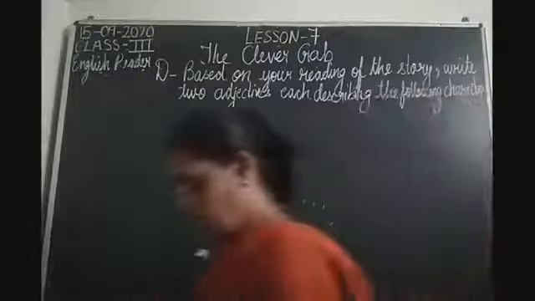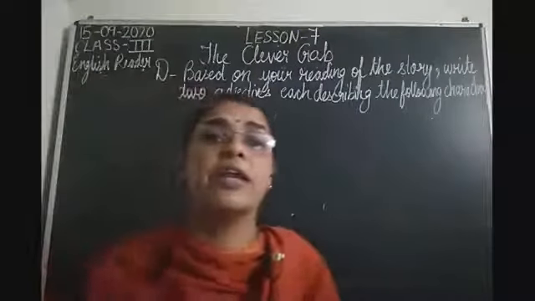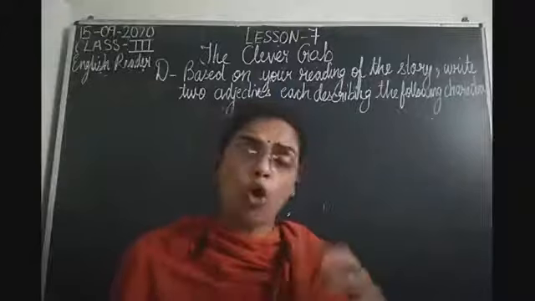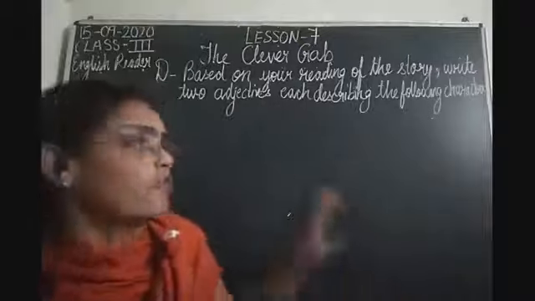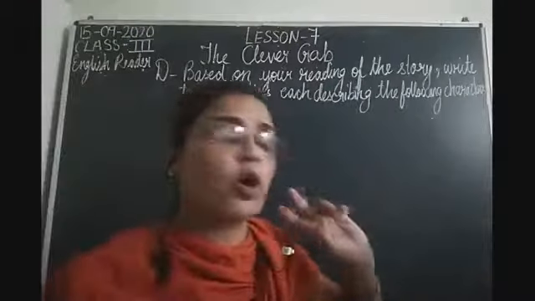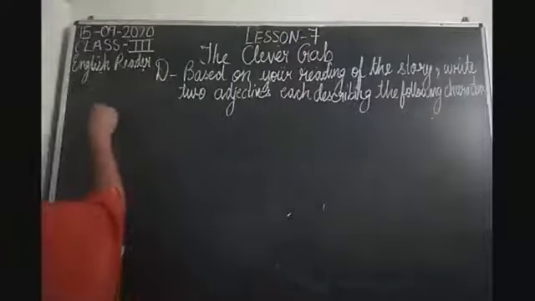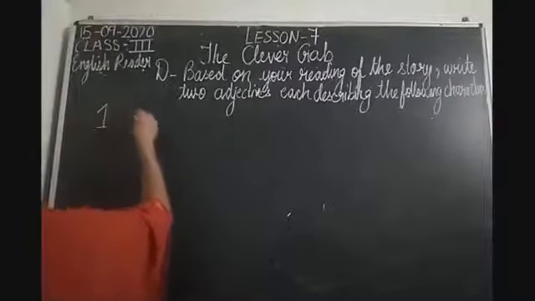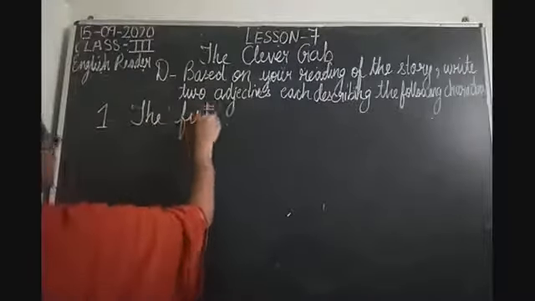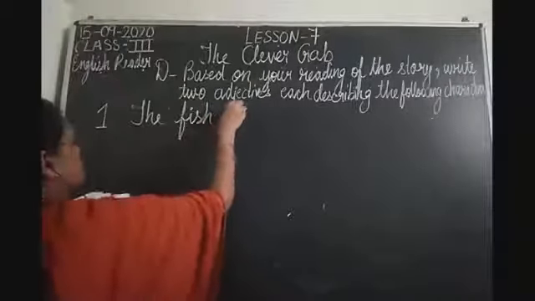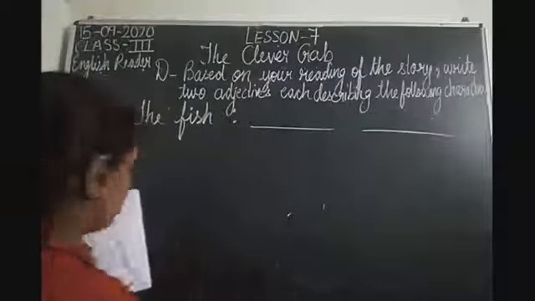Now children, all of you know what adjectives are. Adjectives are describing words. वो noun को describe करते हैं, noun के बारे में बताते हैं. Now we have to write two adjectives for the following characters. और बेटा 3 characters are given in the lesson. The first one is the fish. For fish we need to write 2 adjectives.